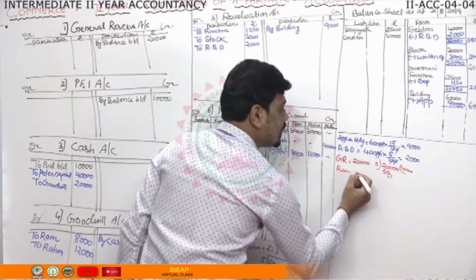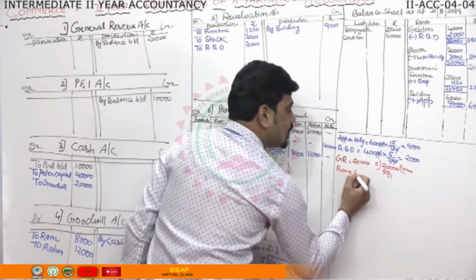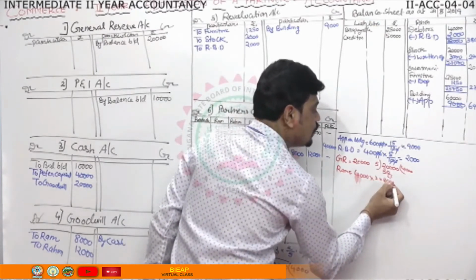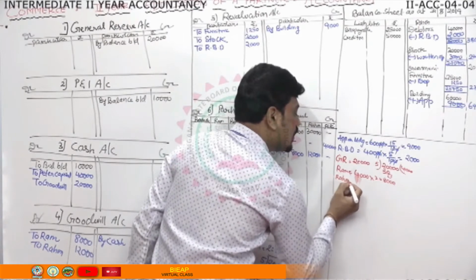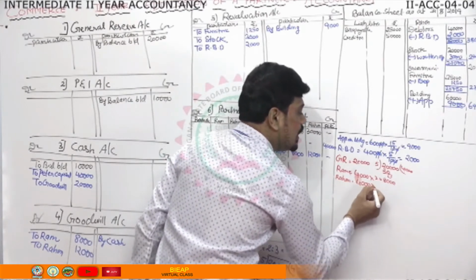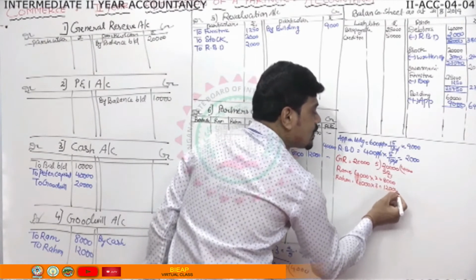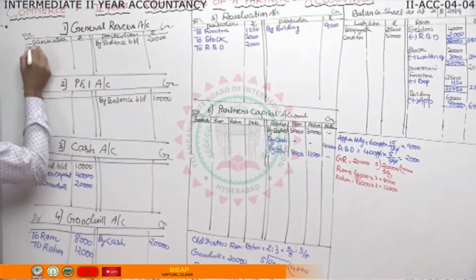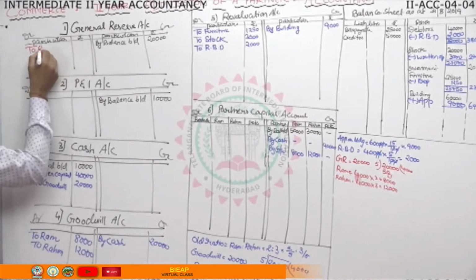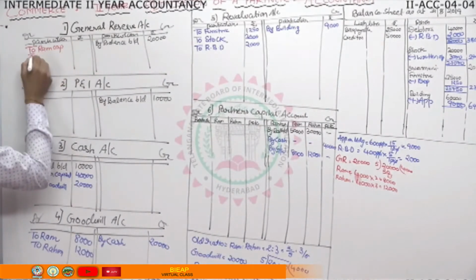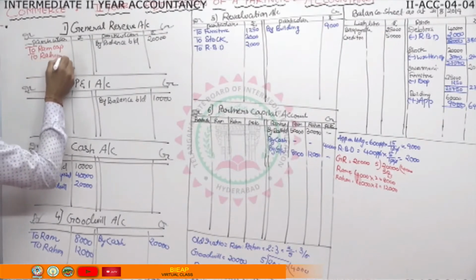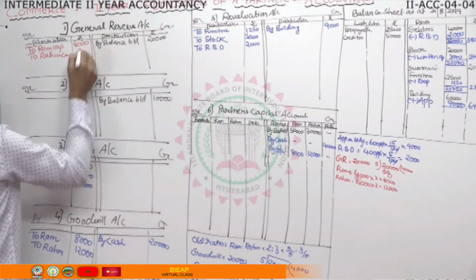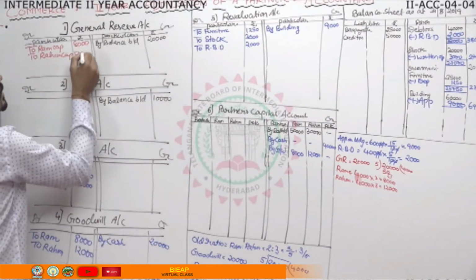Then I'll do Ram's share. 4,000 into 2, I get 8,000. Then Rahim, 4,000 into 3, I get 12,000. Like that, we'll follow the working notes so that it will be easy. So we'll go to general reserve account, to Ram capital, to Rahim capital. Ram got a share of 8,000 and Rahim got a share of 12,000.